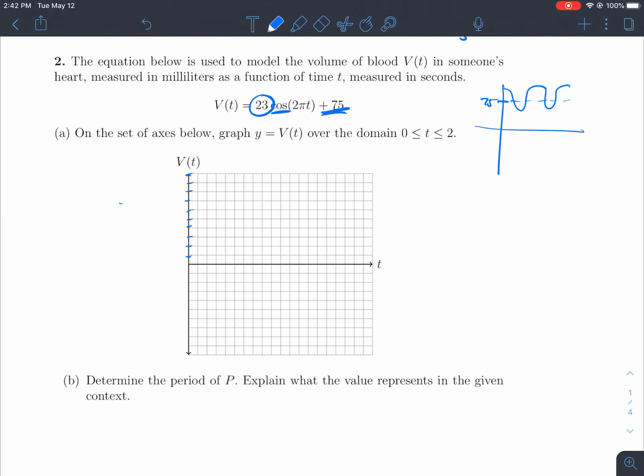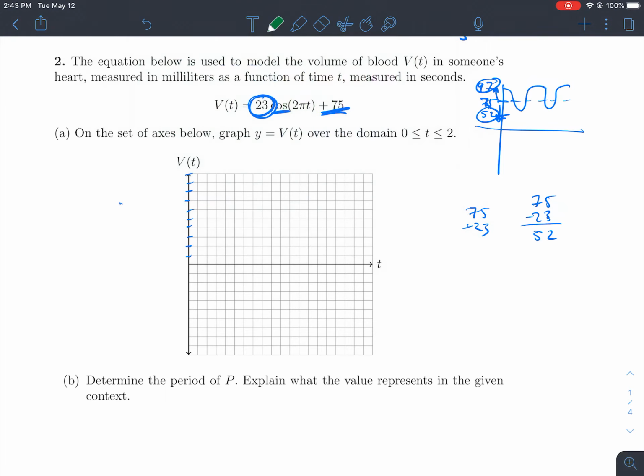The amplitude is 23. Then the maximum value that we're going to hit is 75 plus 23. That's going to be 97. And the minimum value that we'll need to hit will be 75 going down the 23 from the amplitude. That's going to be 52. All right, so 52. So between 97 and 52.